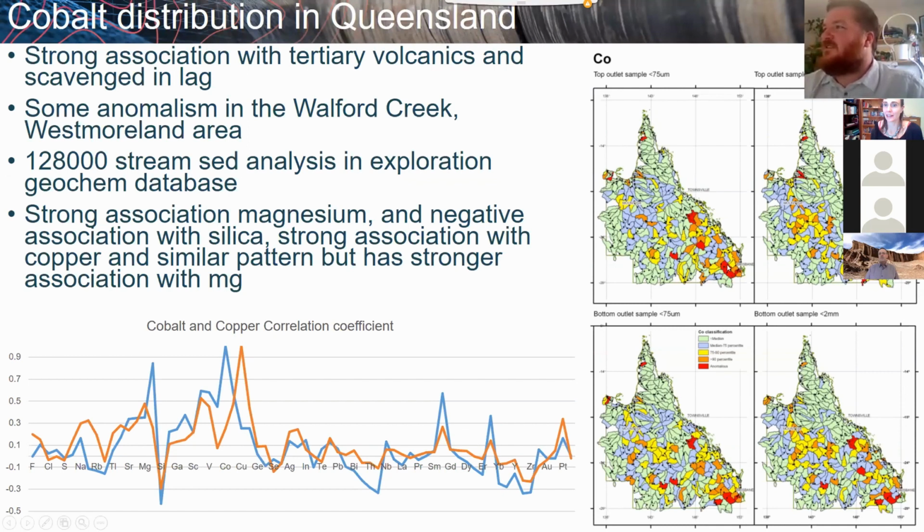The cobalt is dominantly anomalous in the areas where you've got these Tertiary plugs that come up. So you're probably really just seeing olivine.